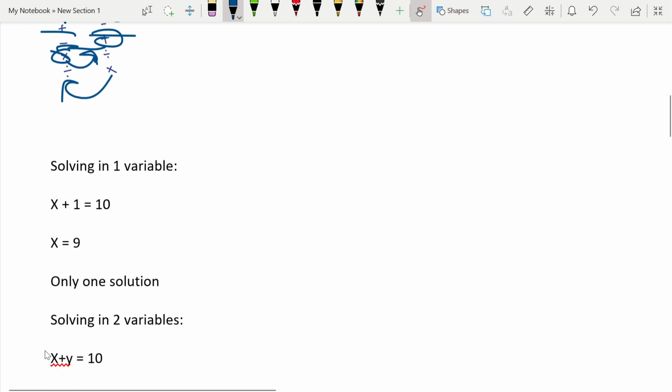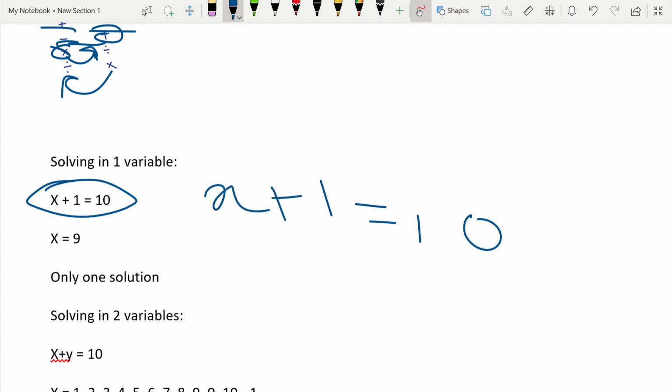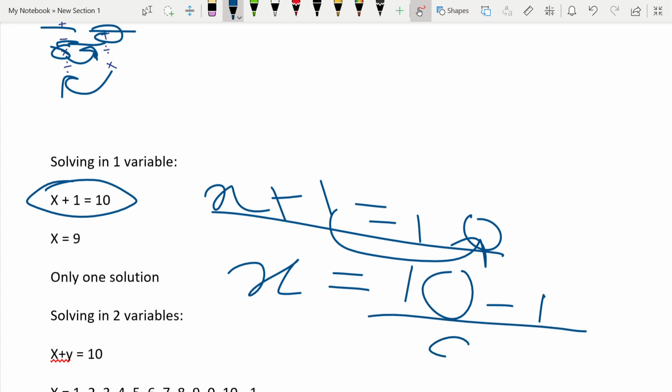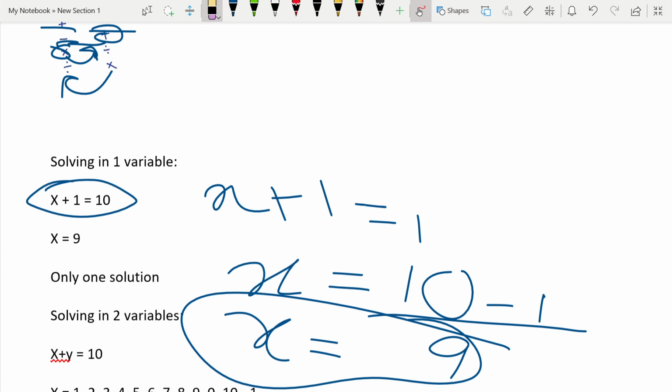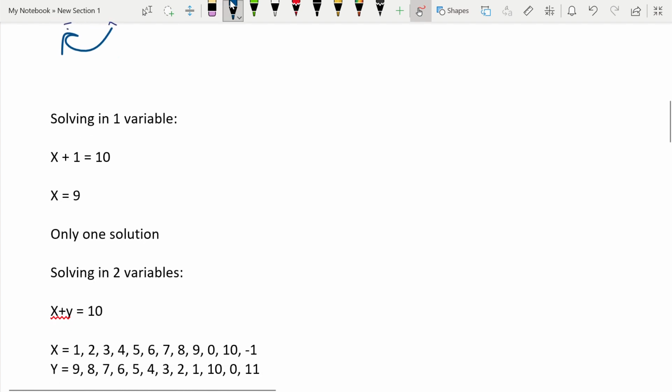So, solving in one variable. Let's just start with one variable for easy. So if you've got x plus 1 is equal to 10, then you can put the 1 on that side, which is equal to x is equal to 10 minus 1. Alright, 10 minus 1 is 9, meaning x is equal to 9. That's our answer. So, hope you got that. Let's move on. Then, we only got one solution, which is x is equal to 9.